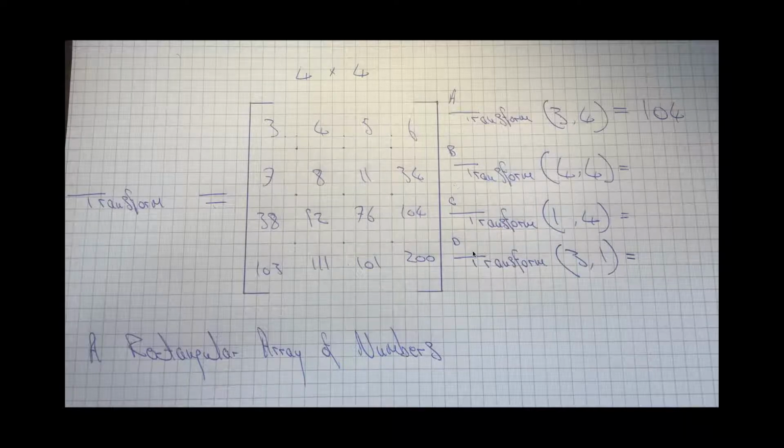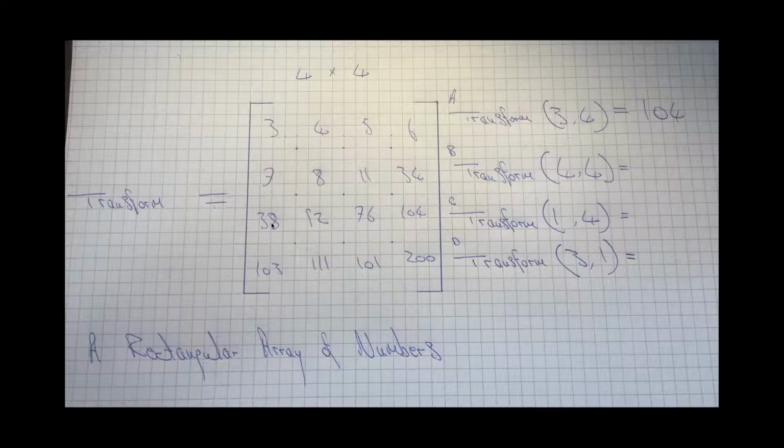Again, can you please work out the value for transform 3, 1? Just pause this video and work it out, please. Hopefully you've paused it and worked it out. Now let's do it together. This means in the transform matrix, in row number 3, so 1, 2, 3, and then column number 1. This is column number 1 right here, so the value at transform 3, 1 is 38.